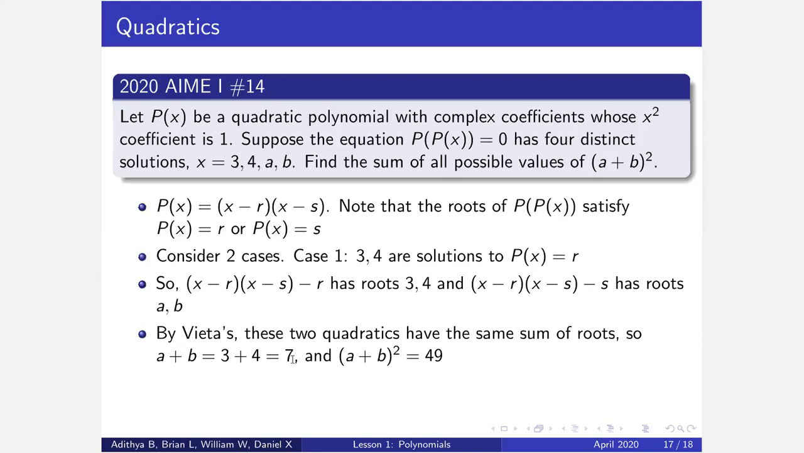So now we have the second case where 3 and 4 are roots of different quadratics. So suppose that (3 minus r) times (3 minus s) is equal to r, and (4 minus r) times (4 minus s) is equal to s. Then suppose that a is the other root of (x minus r) times (x minus s) equals r, and b is the other root of p of x equals s. So what we want to find here is a plus b, the sum of the roots of two different quadratics.